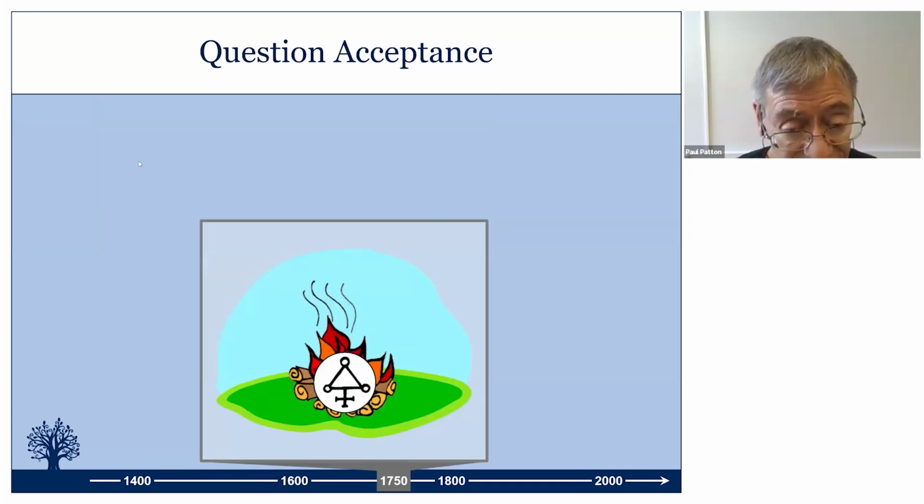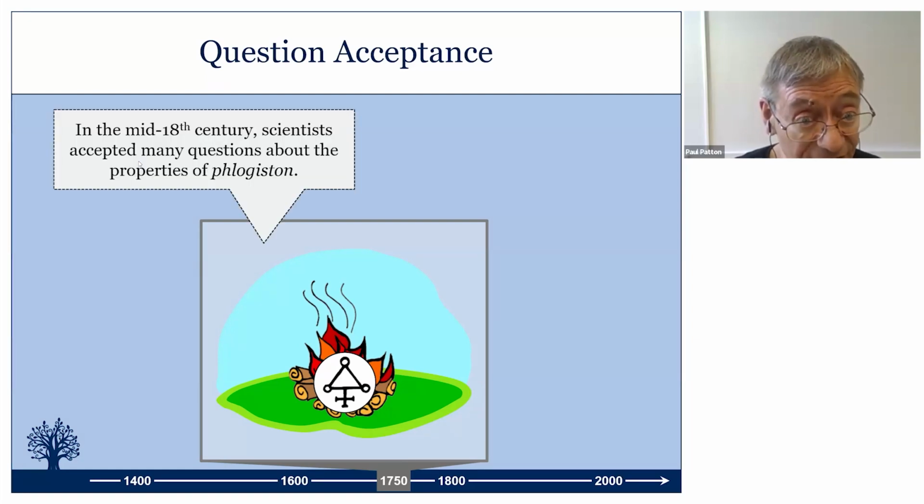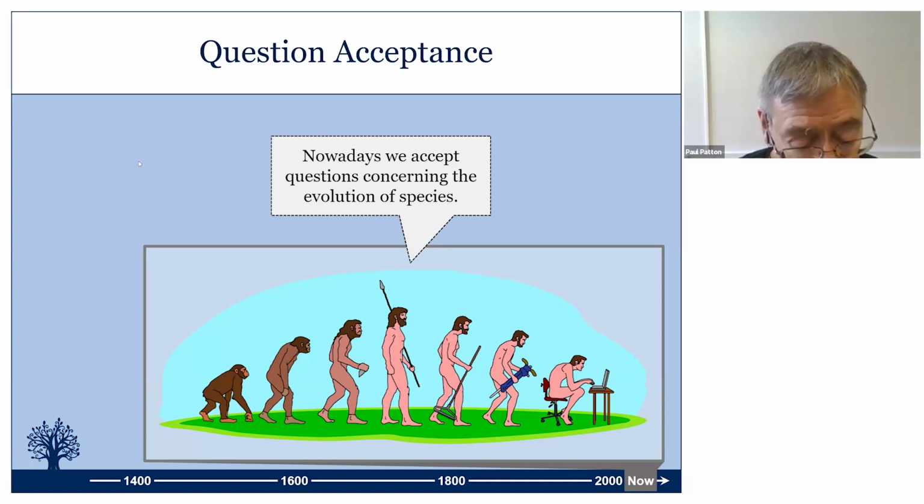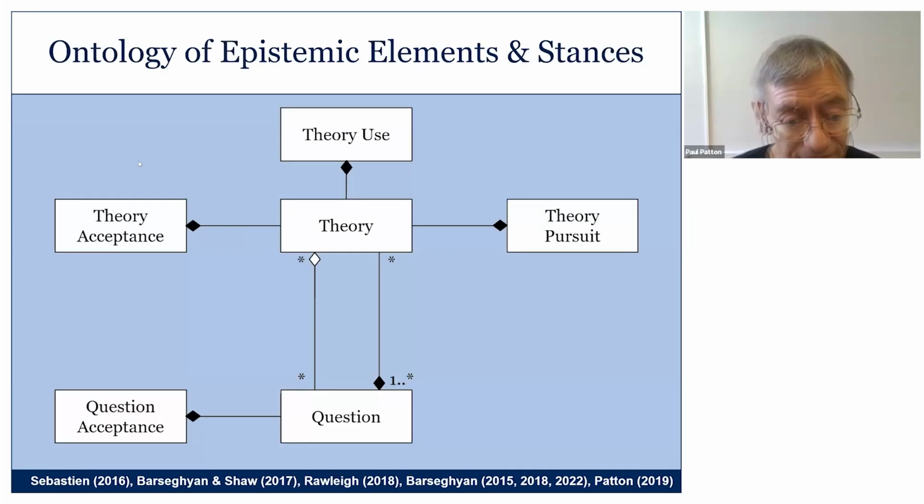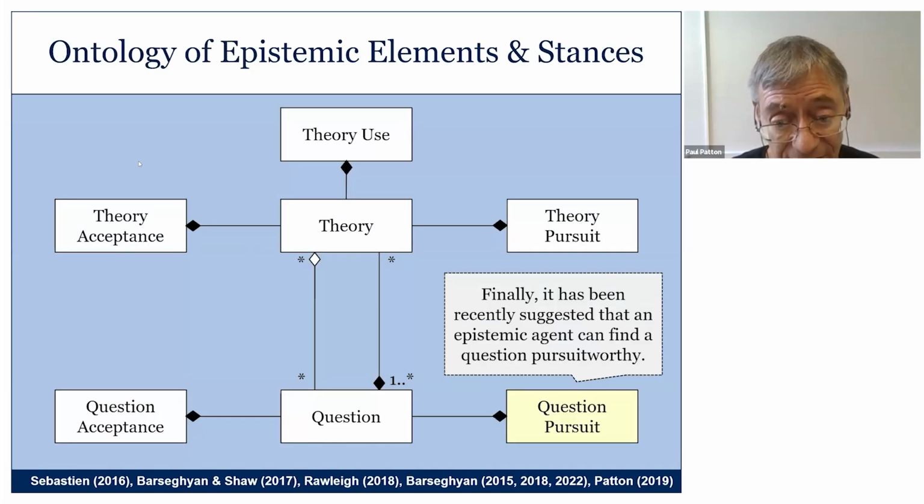In 1750, this is a symbol of phlogiston, and the phlogiston theory of combustion was accepted. And in the mid-18th century, scientists accepted many questions about the properties of phlogiston, how to characterize it. And finally, in the modern era, the synthetic theory of evolution is accepted, and we accept many questions concerning the evolution of species. Besides question acceptance, there is a concept of question pursuit. In other words, the process of formulating a question well enough that it can be the object of research. So this is still an idea under development.